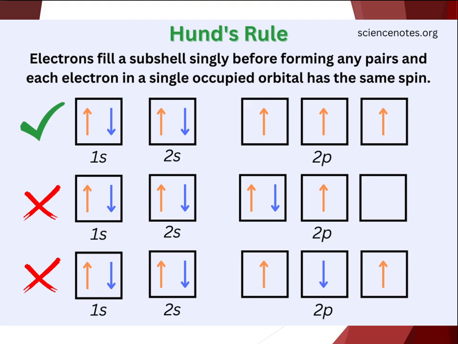And lastly, Hund's rule states that all the orbitals of the same energy, meaning in the same sublevel, will be filled with 1 electron before any of the orbitals take on a second electron. This rule means that electrons in nitrogen, for example, are placed in each of the 3 p orbitals before any 2 electrons can share an orbital.